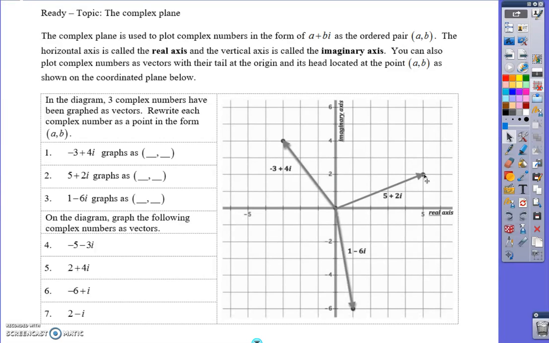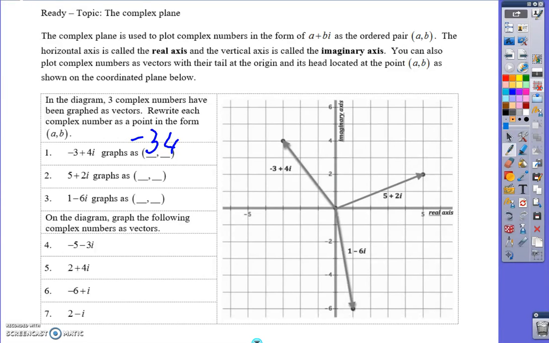So for the first set of problems, I'm just going to do a couple of them for you and have you finish the rest of the Ready on your own for a warm-up. But I'm just going to remind you really fast of what it was that we were doing. And so -3 plus 4i, which is this vector right here, graphs as -3 and 4. And excuse the sloppiness, I'm using my finger, so if it looks a little funky, and it does, that is the point -3, 4, and so it's just the same idea.